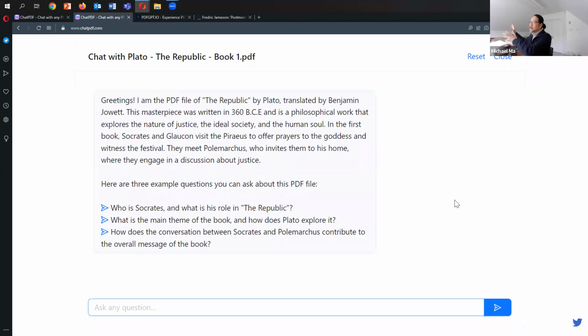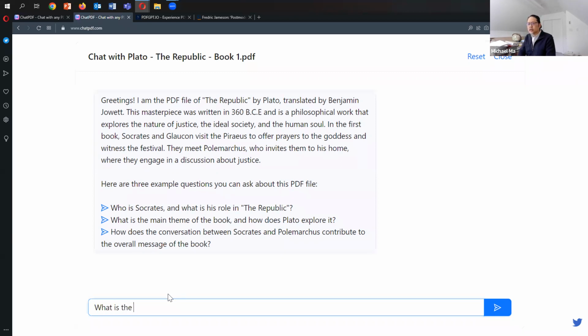The program is written so it's not interacting with everything that Plato wrote, but it's interacting with this specific PDF. Although if you do continue to ask it more questions, it can look to other things that it has been trained on, the data set that it has been trained on. So let's ask it a question. It says, for example, we could ask it who is Socrates, what's the main theme? So let's ask the first one.